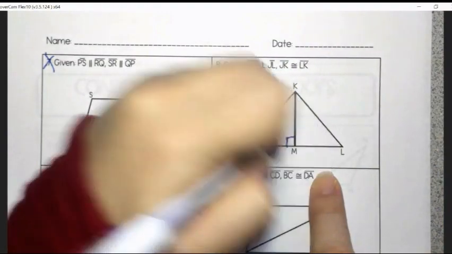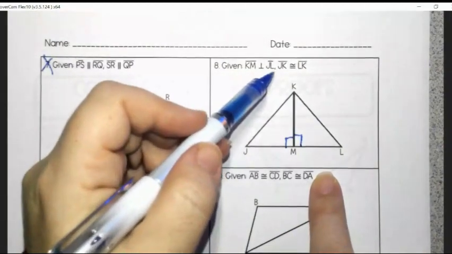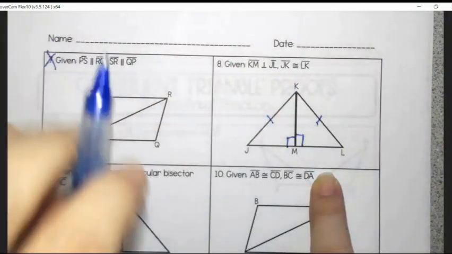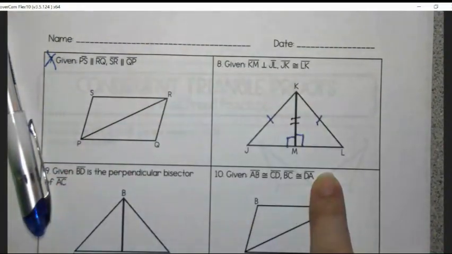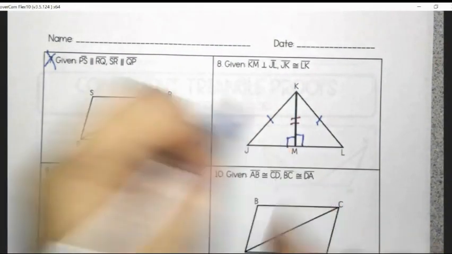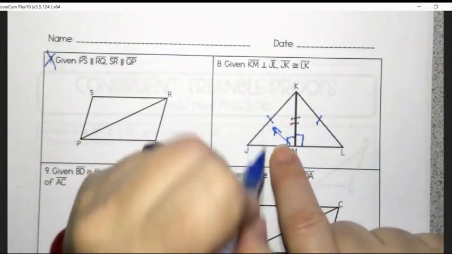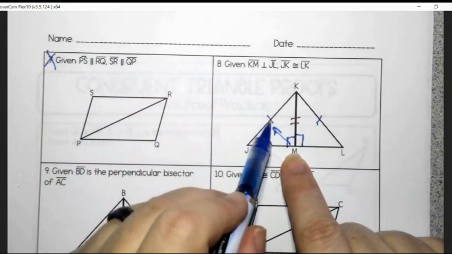So that means this is a right angle, this is a right angle. It says JK is congruent to LK. I know that this shares this side, so I'm going to mark that. Okay, so this one we have to figure out if it's SAS or HL. It's a right triangle, so we can use HL. So I'm going to once again look for the hypotenuse. If I start my arrow at the right angle, I'm pointing at this side, which I have marked. So that is the hypotenuse.